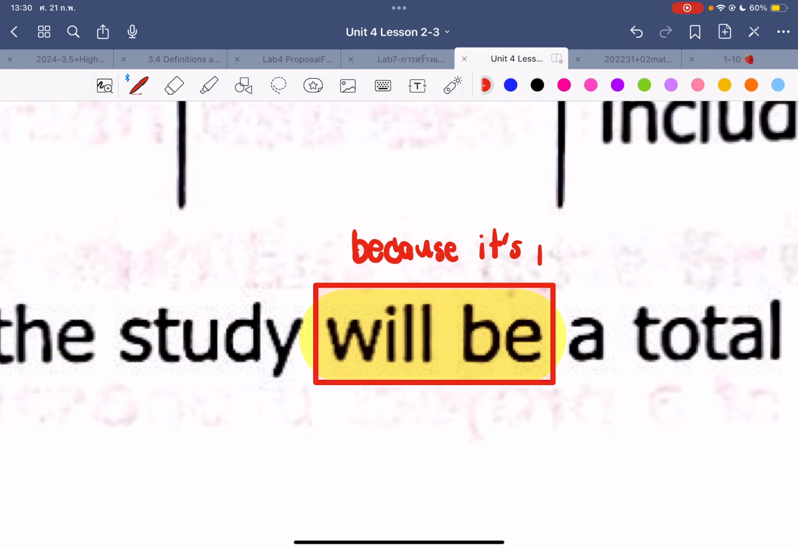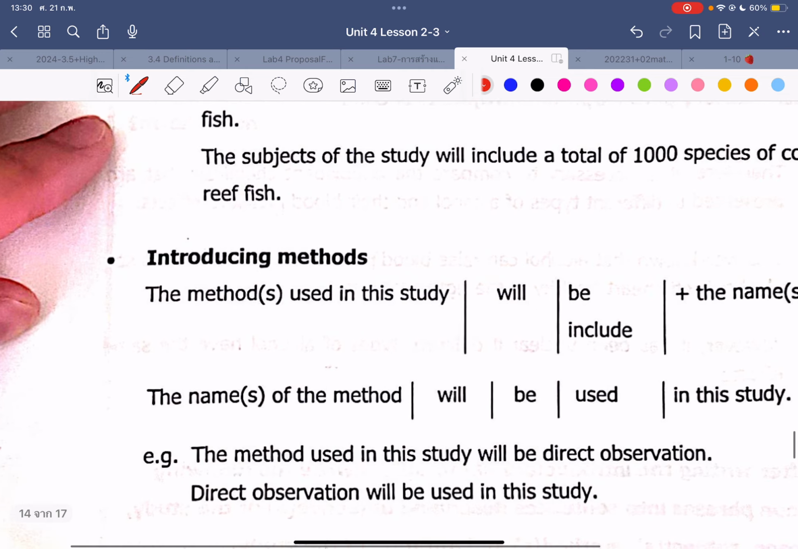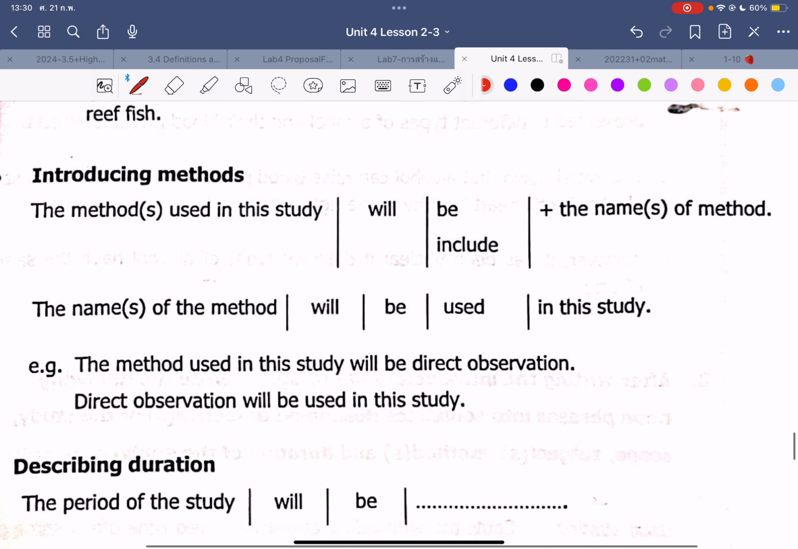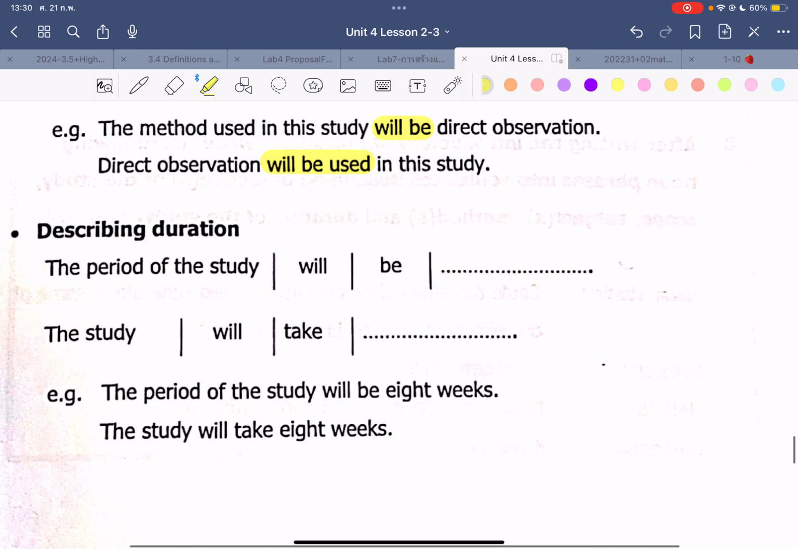Okay, alright, be careful about this. Alright, next one: when you introduce the method นะคะ, so you can say the method used in the study will be direct observation หรือใช้ชื่อก่อน: direct observation will be used in the study. Okay, so that is the pattern to talk about the method you are using. Okay, duration: so you can say the period of study will be 8 weeks, or you can say the study will take 8 weeks, okay.